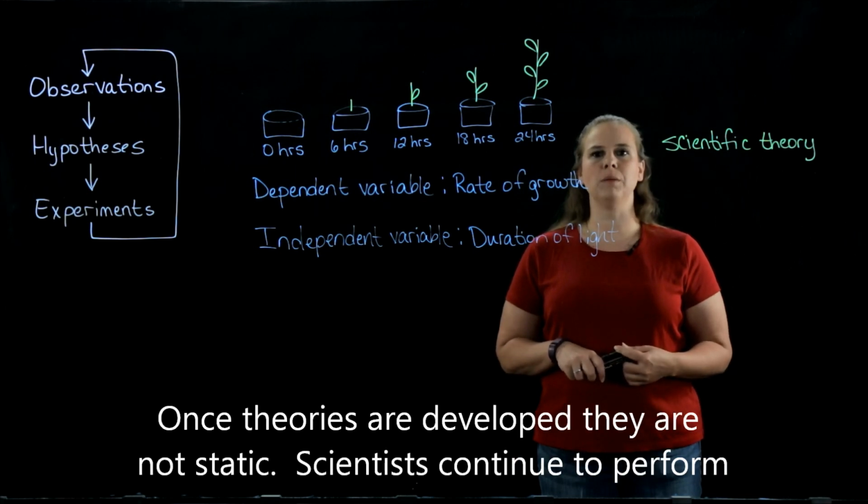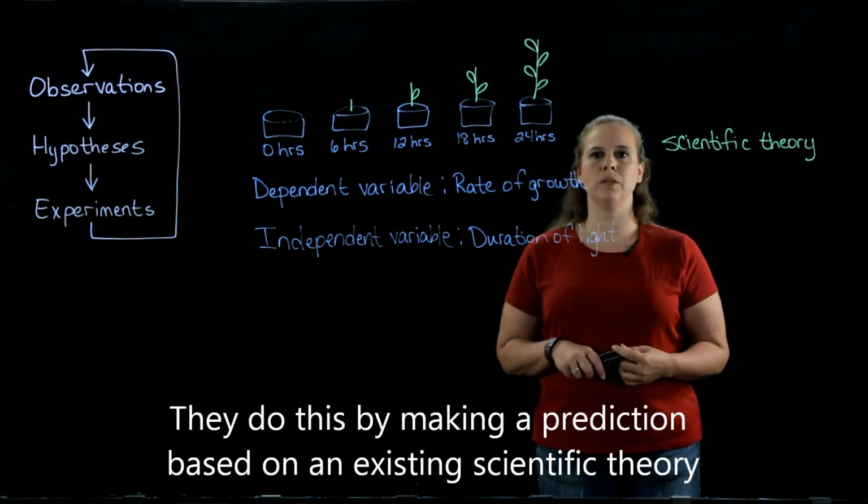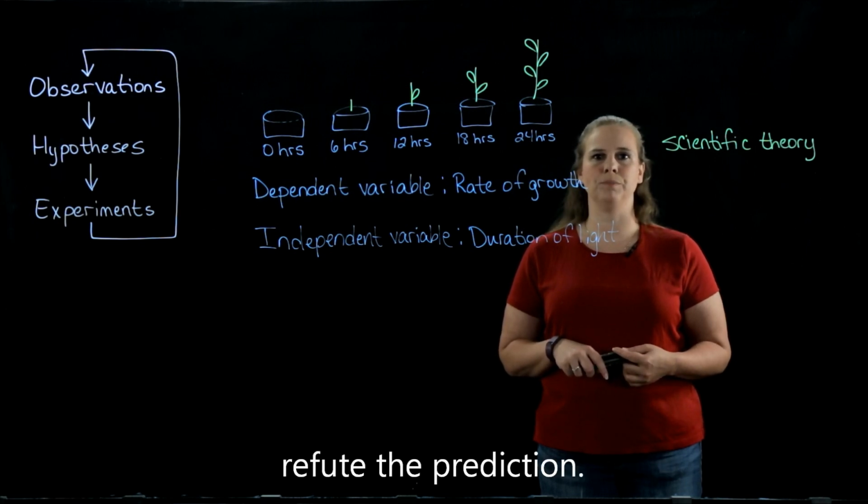Once theories are developed, they are not static. Scientists continue to perform experiments in order to refine theories. They do this by making a prediction based on an existing scientific theory and then perform an experiment to determine if the results support or refute the prediction.